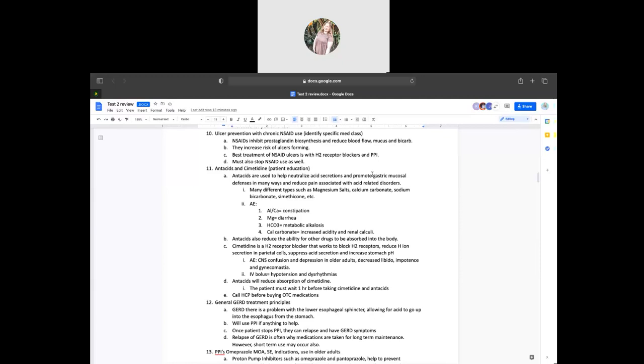But if they need that NSAID, we need to make sure that we let the doctor know that they're going to be taking those medications as well. Because once we stop the NSAIDs, that NSAID ulcer risk is going to decrease. But maybe they need the NSAID for arthritis. So we need to make sure that we definitely collaborate with the provider to reduce those NSAID ulcers.